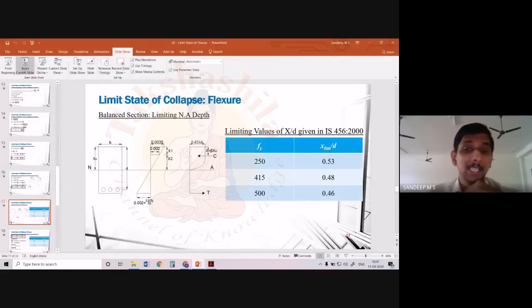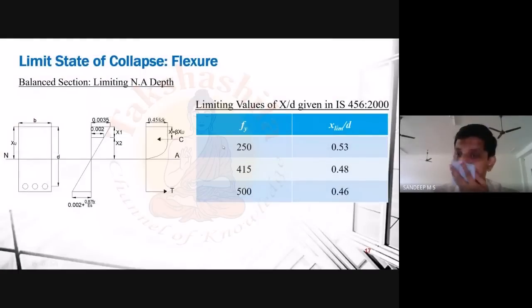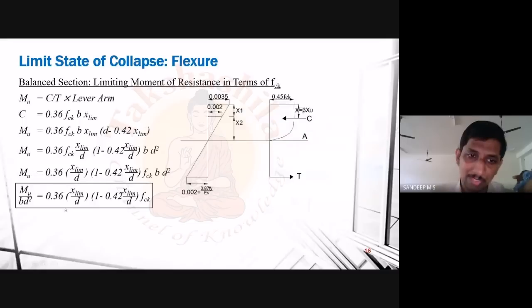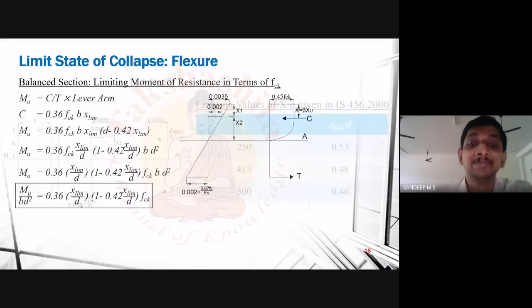Now coming back to this slide. The same thing is given here. Once you finalize what type of steel you will be providing, you can directly get the value of X limit by D from your standard specification, that is IS 456, and substitute in this relation. That is the reason why I have specifically highlighted this term, X limit by D. This value can be directly taken from our code based on the type of steel which we are providing.